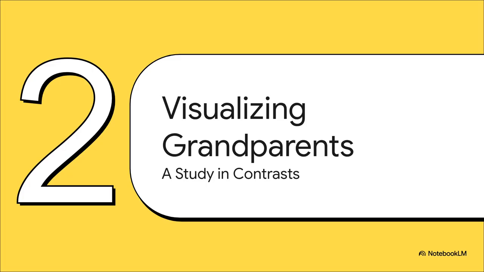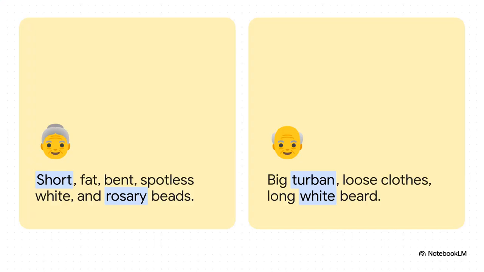Moving on to Section 2, Visualizing the Grandparents, a study in contrasts. Now, take a look at the sharp visual contrast on this slide. Singh paints these literal portraits with such incredible precision, it's like we're looking at a photograph. Let's look at the grandmother first. He describes her as short, fat, and slightly bent. Her face is just this crisscross of wrinkles. She hobbles around the house, always dressed in spotless white clothes. She's got one hand resting on her waist to sort of balance her stoop, and the other hand is constantly, and I mean constantly, telling the beads of her rosary. She is active, she is present, and she projects this aura of absolute purity.